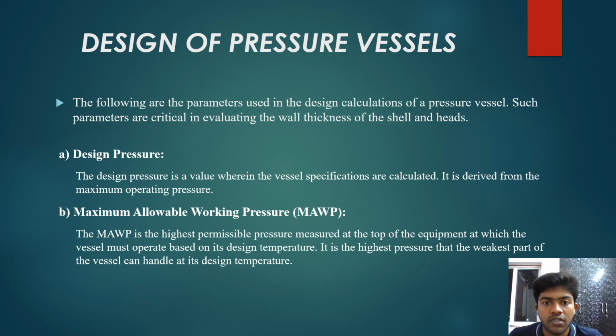So the design pressure is used for designing the range of pressure the pressure vessel can withstand without losing its original properties. The second parameter is the maximum allowable working pressure. As it suggests, the maximum allowable working pressure is the highest permissible pressure measured at the top of the equipment, at which the vessel must operate based on the design temperature. It is the highest pressure that the weakest part of the vessel can handle at its design temperature. So this is the maximum pressure under which the pressure vessels can be operated.